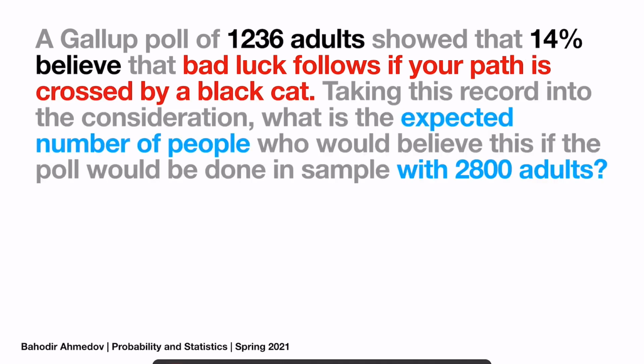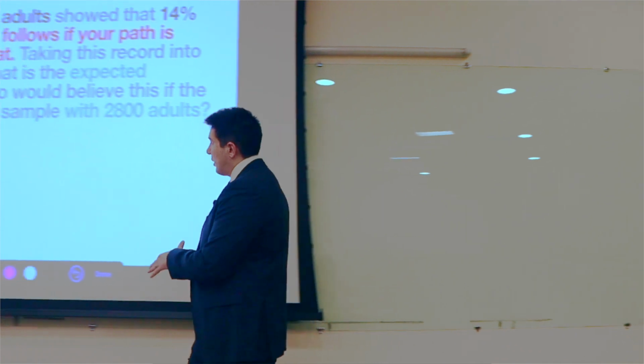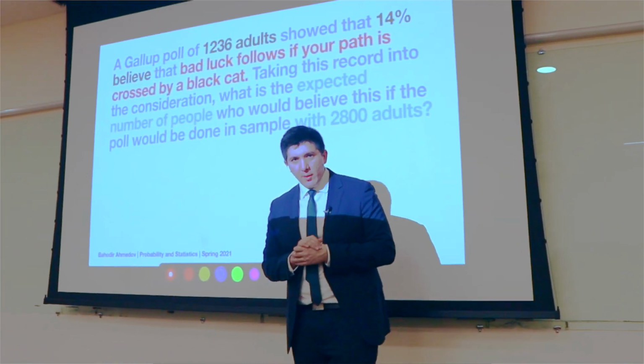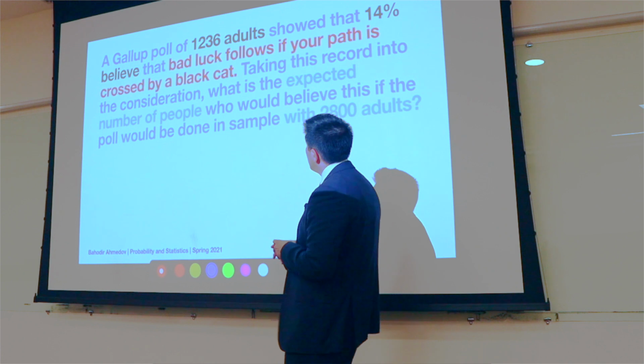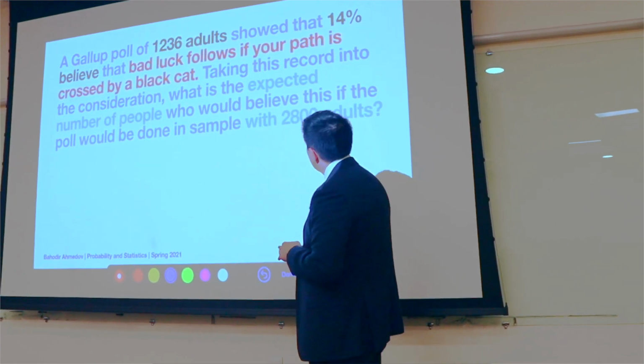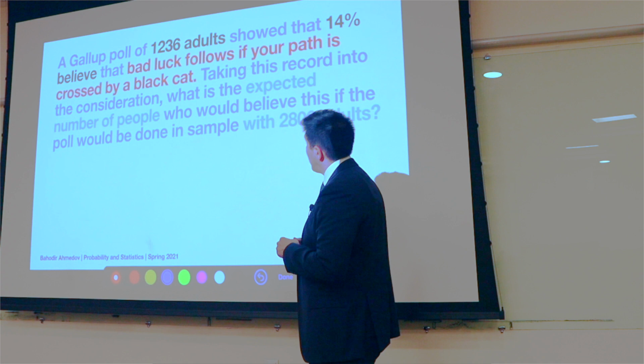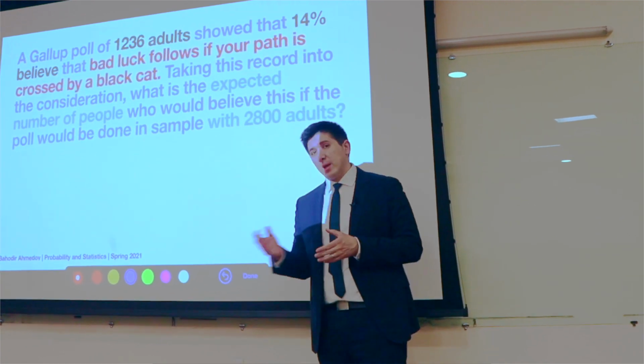So let's make one more exercise. A Gallup poll of 1,236 adults showed that 14% believe that bad luck follows if your path is crossed by a black cat. So taking this record into consideration, could you please tell me what is the expected number of people who would believe this if the poll would be done with a much larger sample? Okay, so in a small sample of only 1,236 adults, 14% believe that bad luck follows if your path is crossed by a black cat.